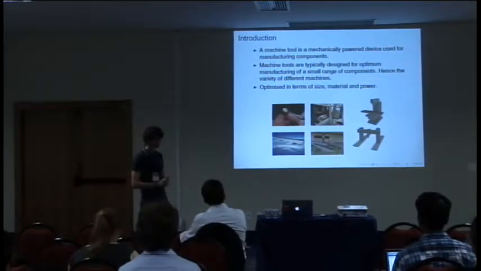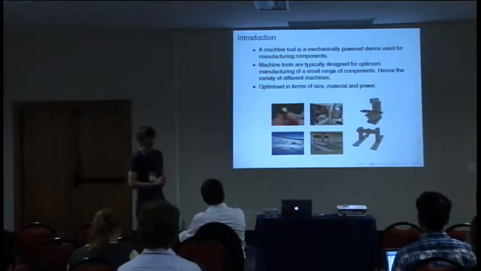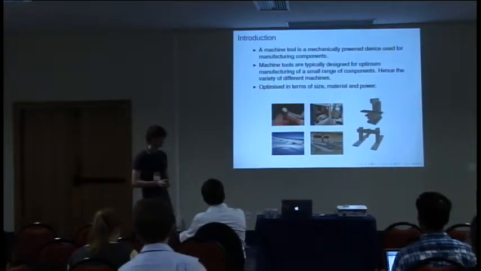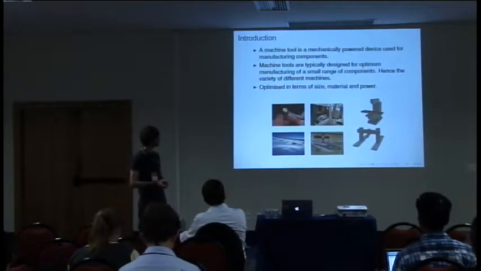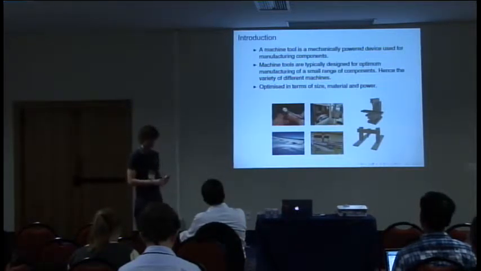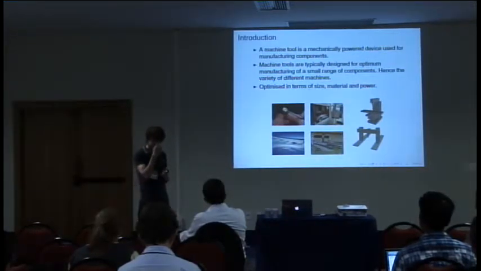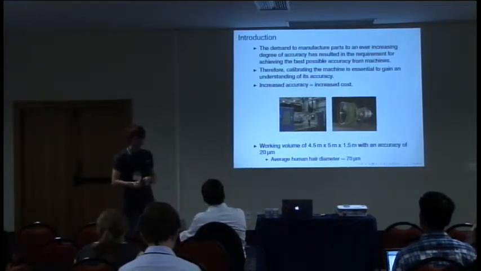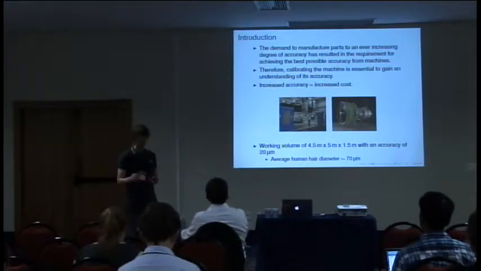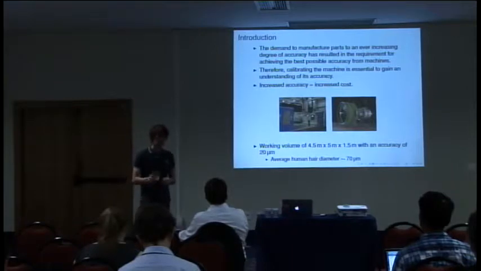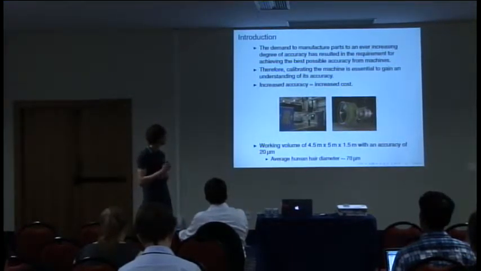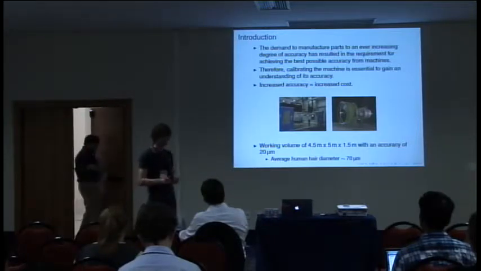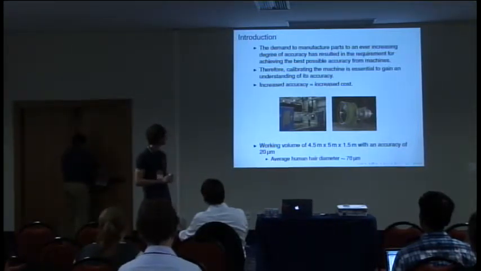Machine tools are used for a massive variety of components, so I don't think you could go through your daily life without using something that's being machined. Now, machine tools have a working volume, and you need to establish the predictability of the machine throughout that working volume, because all machines have errors. The demand to manufacture parts of a higher accuracy results in the requirement of machines that are more accurate, because you can only make artifacts that are as good as the machine's accuracy. So by making the machine more accurate, you can manufacture more accurate components.